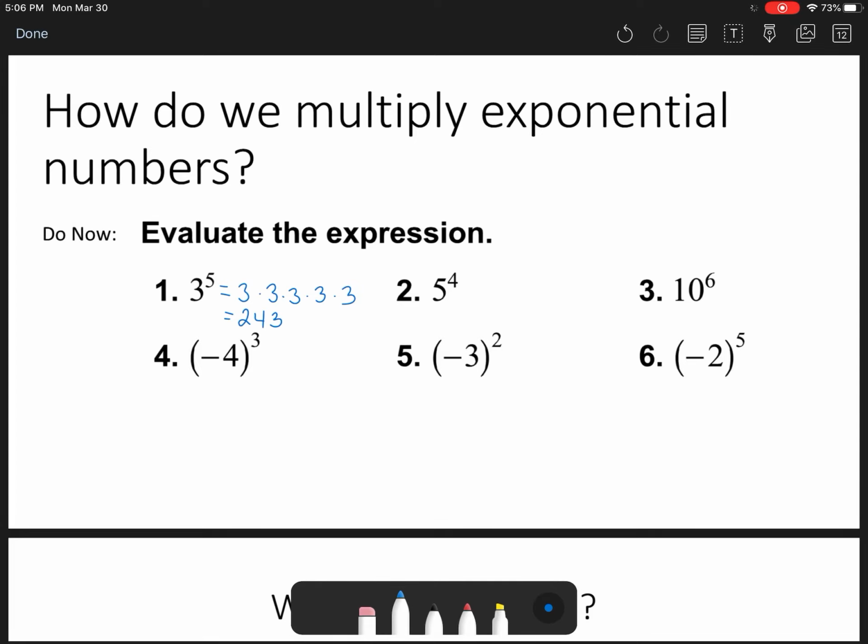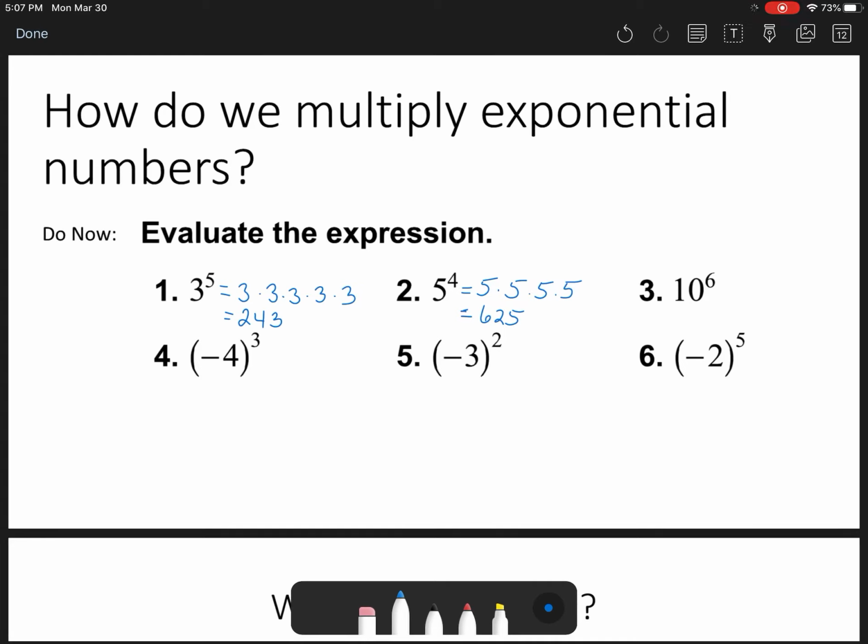Next one, 5 to the 4th. That means we're multiplying 5 by itself 4 times. 5 times 5 times 5 times 5, and that is equal to 625. Remember, don't fall into the trap and multiply 5 by 4 because you have 4 5s. You need to multiply 5 by itself 4 times.